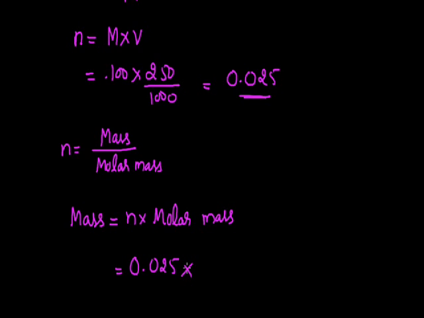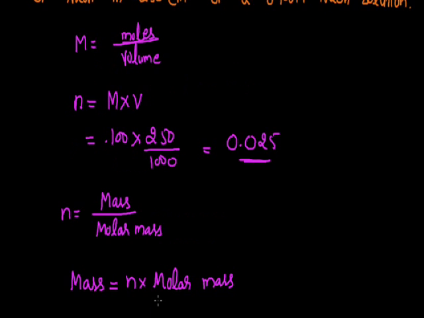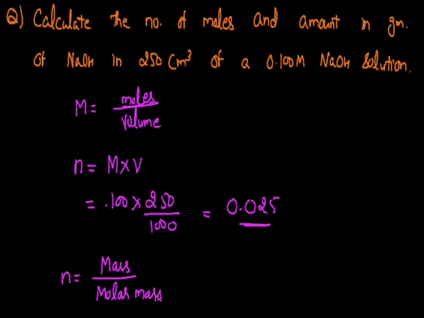The molar mass of this sodium hydroxide is 40 gram per mole. So by multiplying these two, we will get the final answer as 1 gram, and that is the mass of the sodium hydroxide that we need to dissolve in 250 ml of solution. And when we go through this process, we will get a solution with 0.1 molarity. So that is how we can do the calculation based on the molarity.